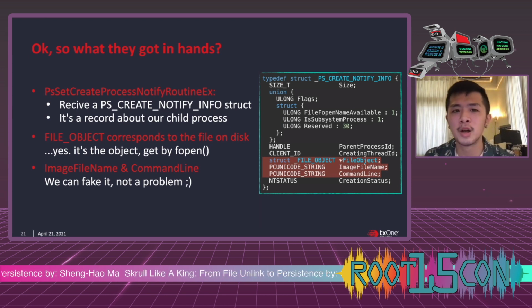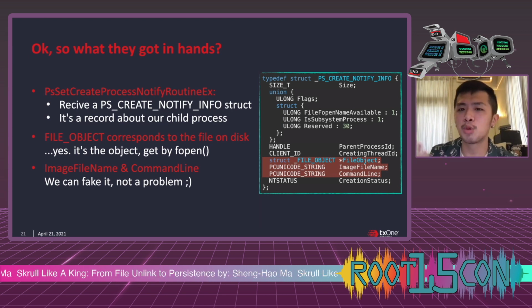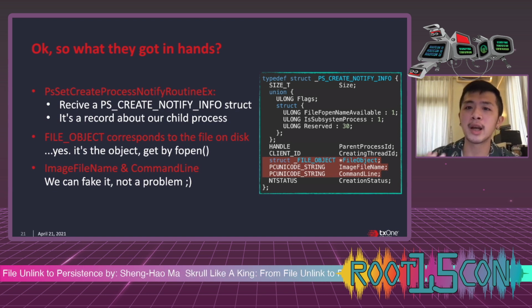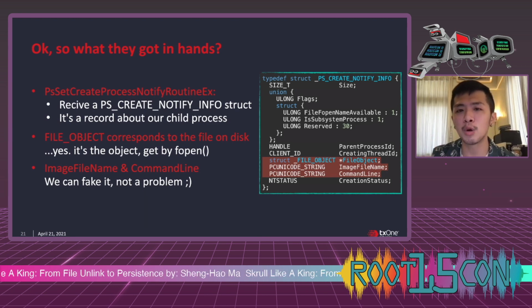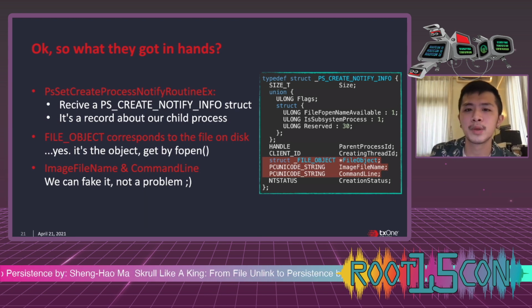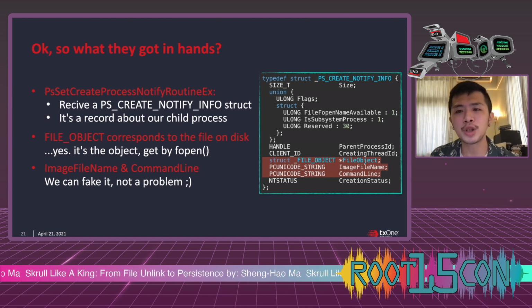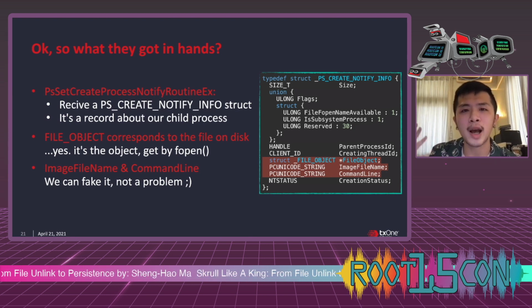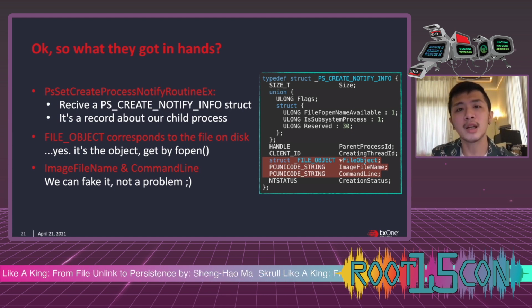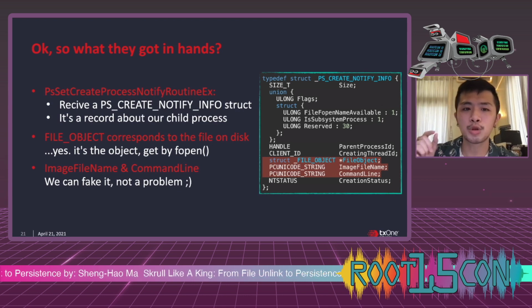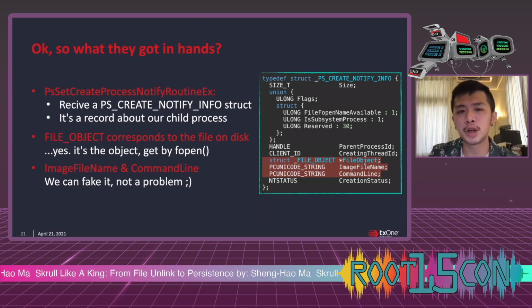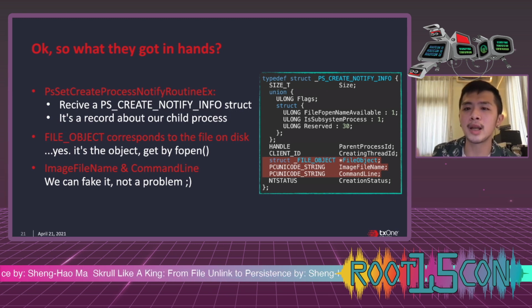Then you might ask, when the malware is running, what information can the kernel receive? The kernel receives a create notify info structure. It contains information about the newly created process, which can be used by antivirus to scan this process. This structure contains the file object, image file name, and command line, a total of 3 pieces of data that can be scanned by antivirus.